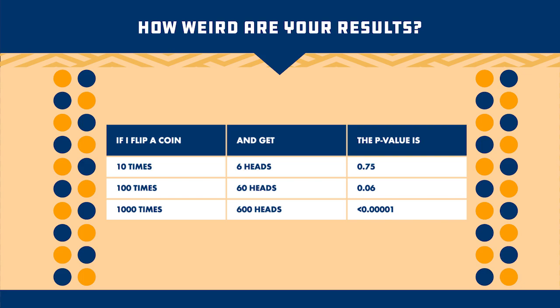Flipping 100 times and getting 60 heads, well, that p-value is 0.06. That says, assuming it's a normal coin, getting 60 heads out of 100, well, that's a little weird, right? We're getting to that threshold of 0.05 where we start to say, this is a bit strange, assuming it's a normal coin. And if you do it 1,000 times and get 600 heads, you get this incredibly low p-value. If you did that, you would start to say to yourself, okay, wait a second. Maybe this isn't a normal coin, right? This would be a really lucky set of flips if I got 600 heads out of 1,000 flips.